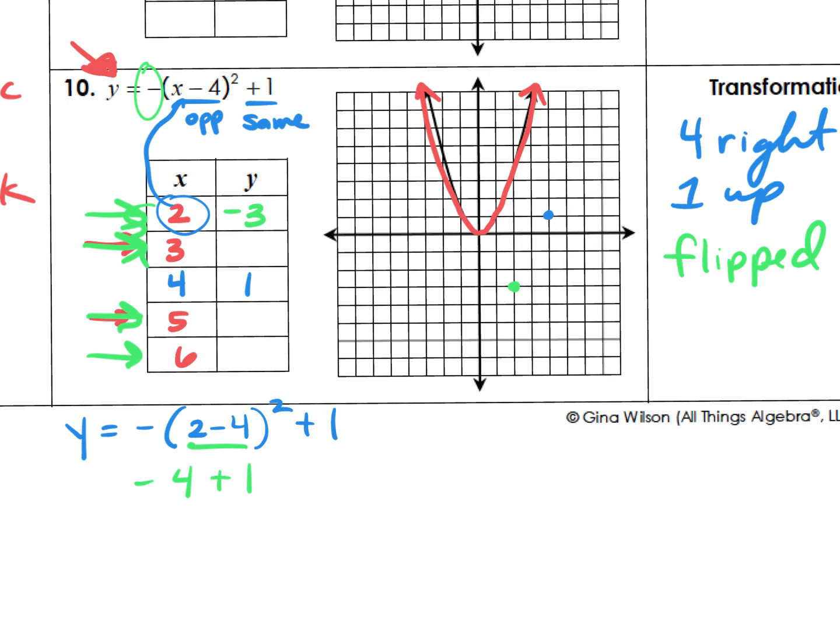Then plug in the 3. Y equals the opposite of 3 minus 4 squared plus 1. 3 minus 4 is negative 1. Negative 1 squared is 1, but we're taking the opposite of that. Negative 1 plus 1 is 0. So you're going to plot 3, 0. 1, 2, 3, 0.